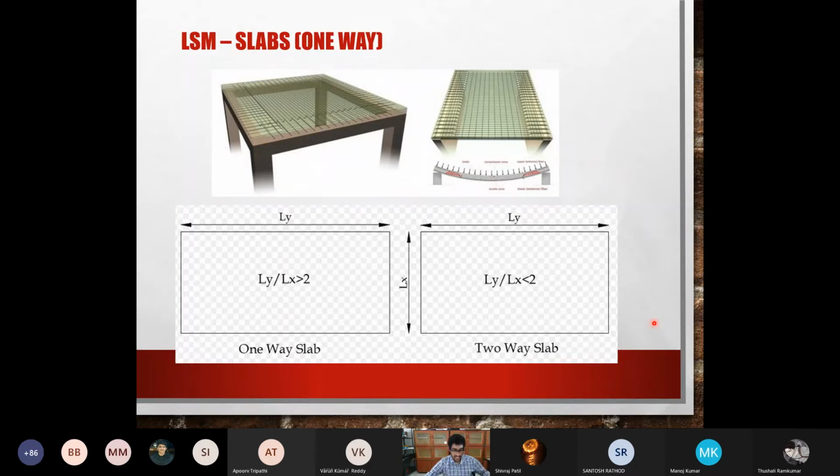And now the other part of lecture is slabs. Okay. So what we are dealing with now is something known as a one-way slab. Okay. So there are two types of slabs. Basically, you should know what a slab is. A slab is the structural element which first of all takes the area load which is placed on it, and then it is from the slab that the loads go to the beams.